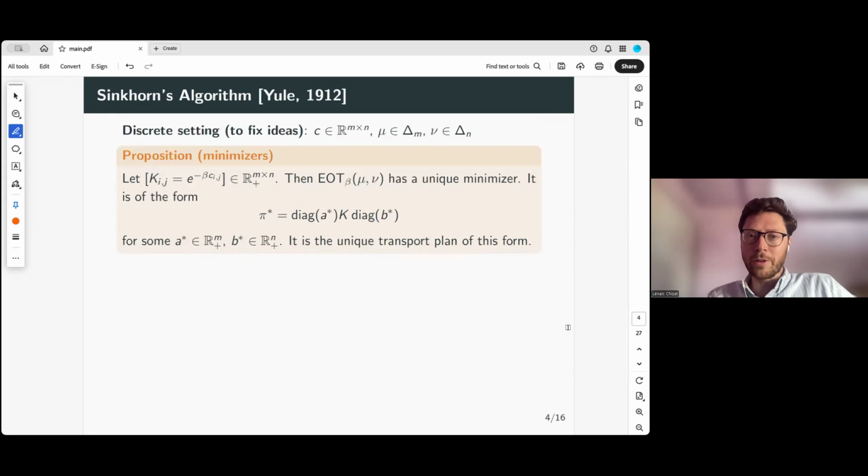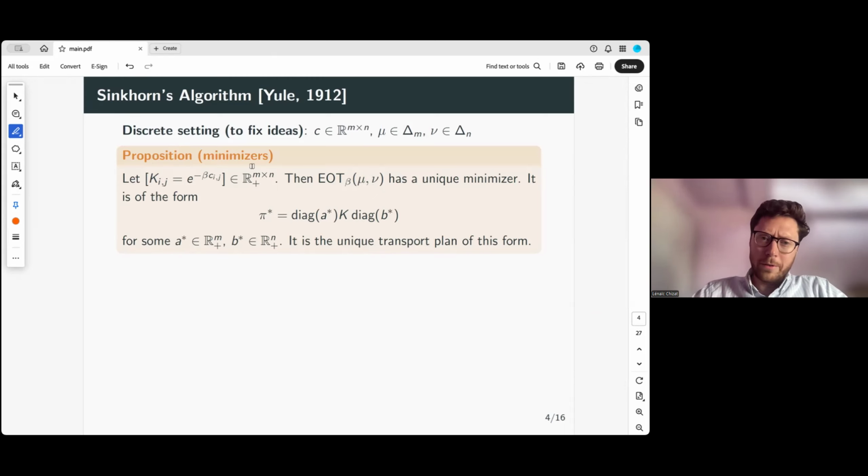It's a very old algorithm, more than a century old. So I will introduce it in the discrete setting to fix ideas, although it also perfectly makes sense in the continuous setting. And this algorithm relies on the structure of the minimizer of the entropic optimal transport problem to solve the entropic optimal transport problem. Okay, so Sinkhorn is really solving the case where beta is not equal to plus infinity.